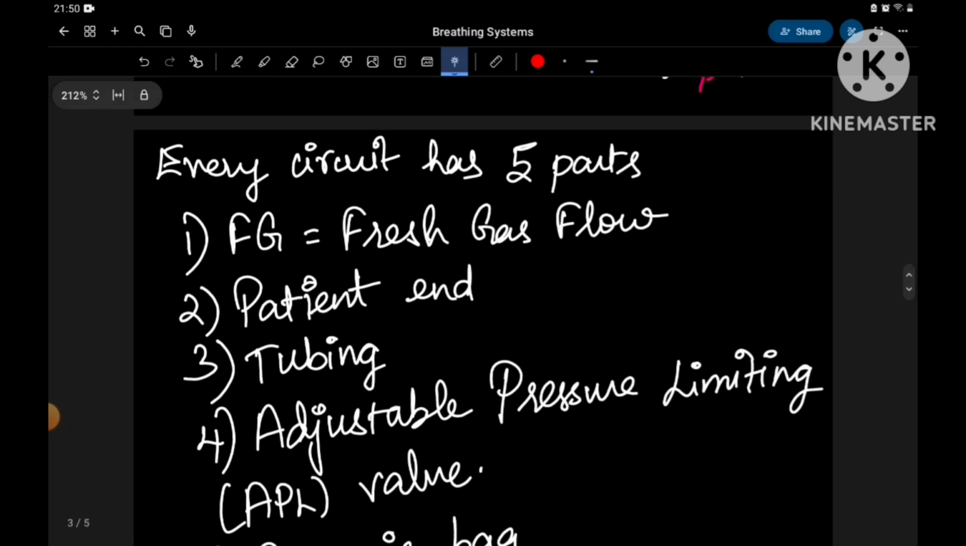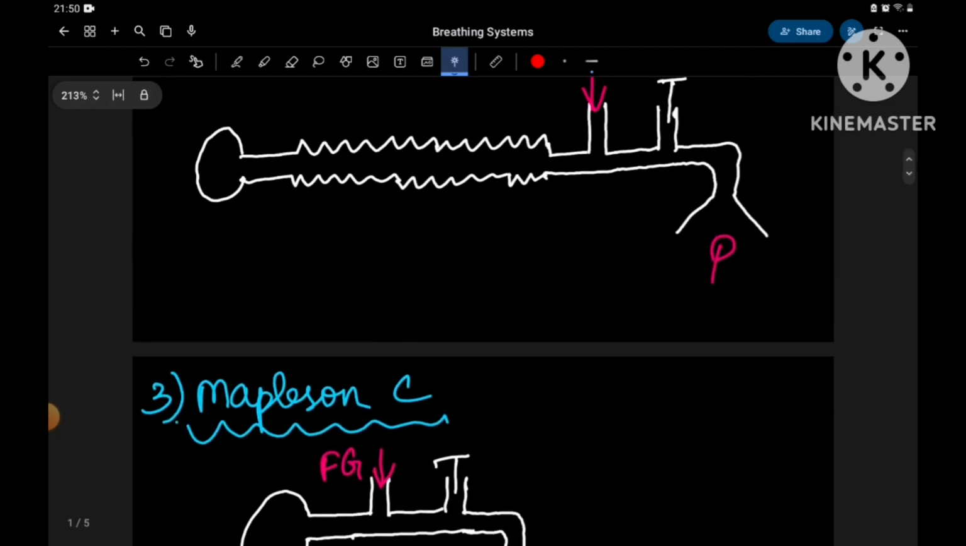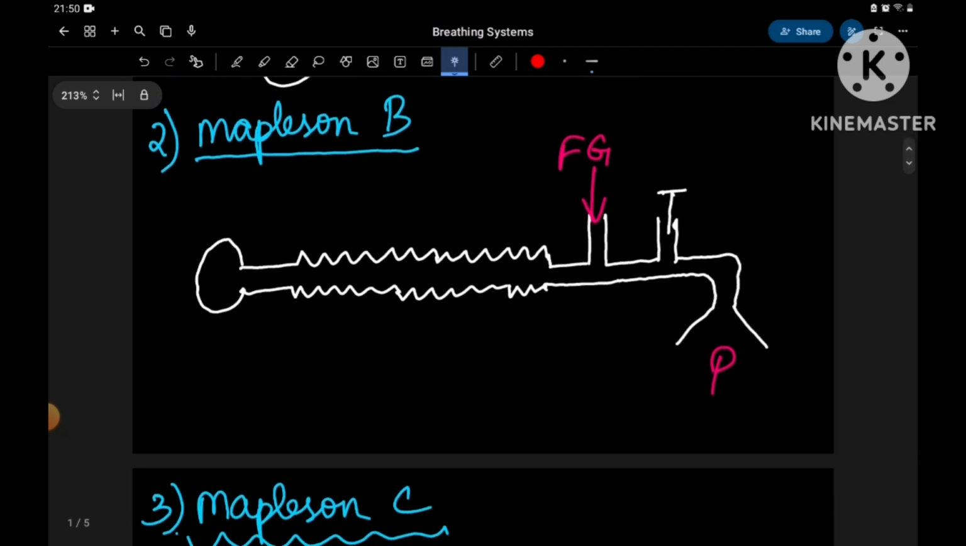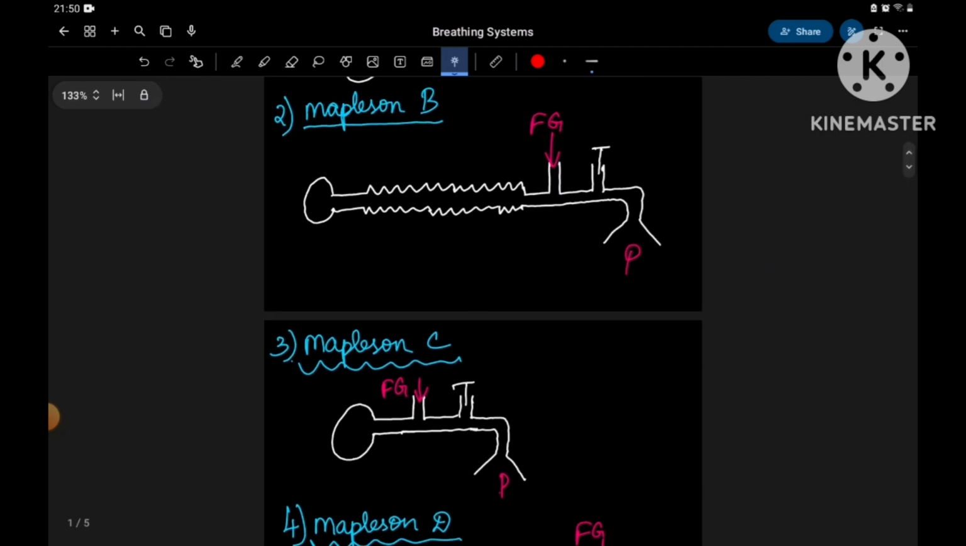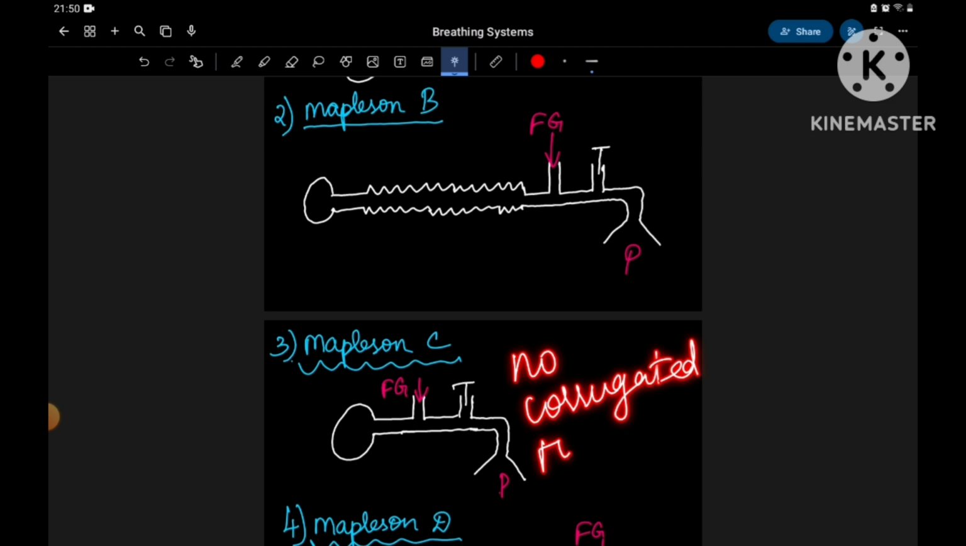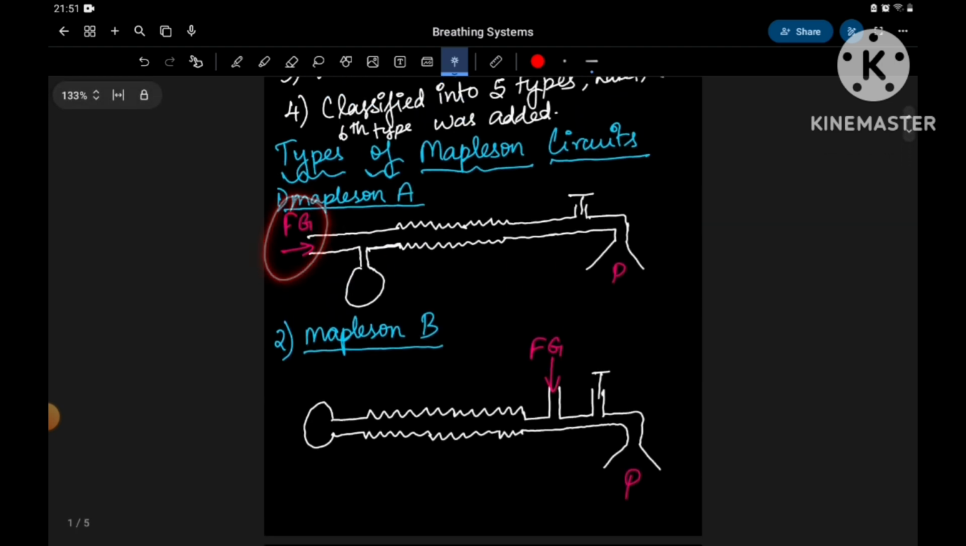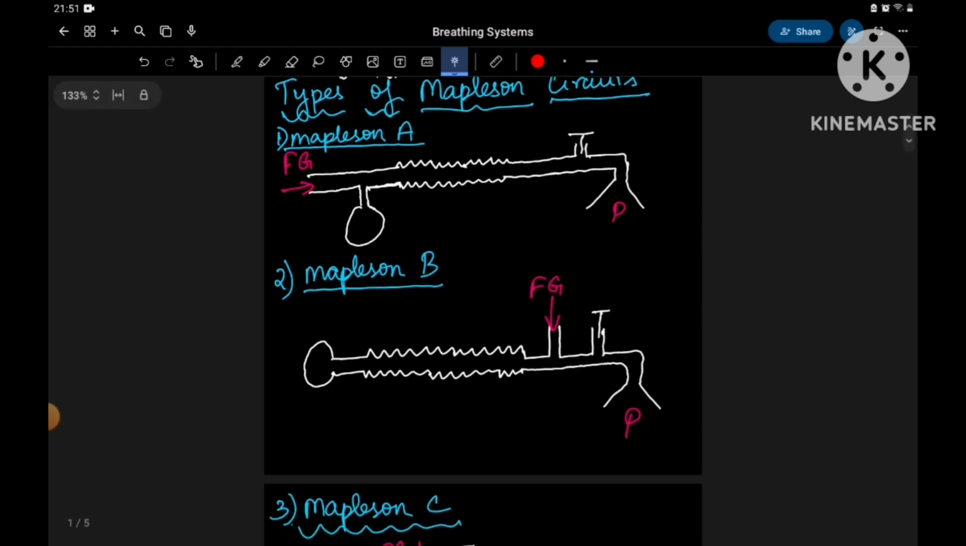Now how to differentiate A, B and C? See, in B and C, you can see a difference. You just see the diagram in one shot, you can realize that there is no corrugated tube in C. There is no corrugated tube, so you can easily identify C. Now how to identify B? Mainly you can see that the fresh gas, which was at the end, is now close to the patient. It is close to the patient in Mapleson B. So that is one identification you can use.